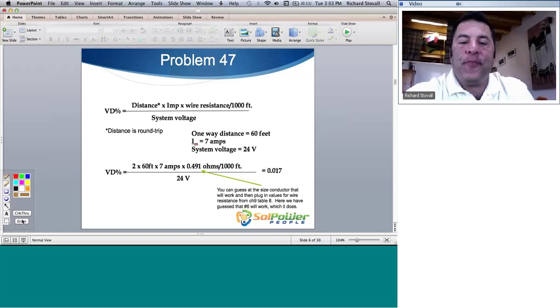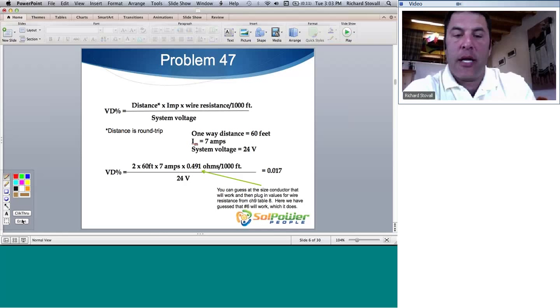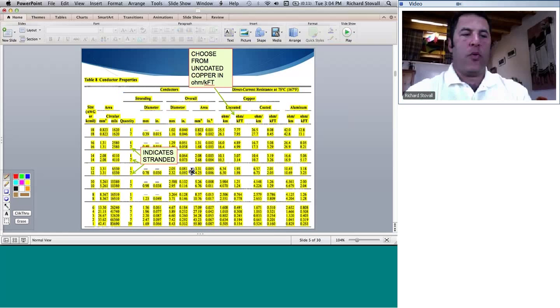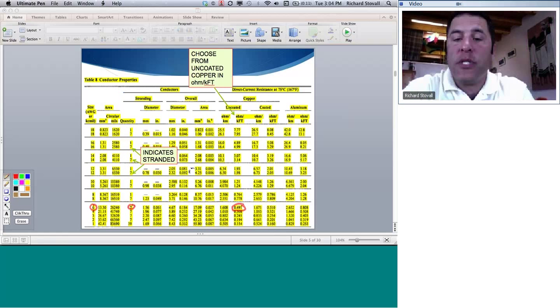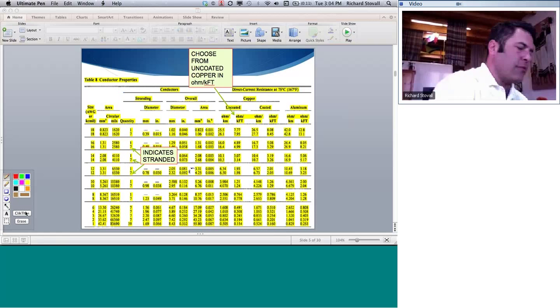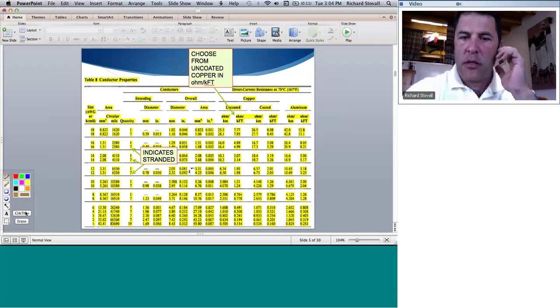So utilizing this formula to determine conductor sizing, you take a guess as to which of the conductors might work for the problem, and you plug it into a calculator. Okay, so you see we're choosing 0.491 ohms, and I'm going to back up and show you where that comes from. All right, so we're taking a guess that number 6 stranded at 0.491 ohms is going to do the trick. Okay, so we plug that into the formula.